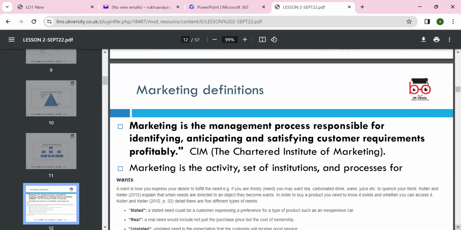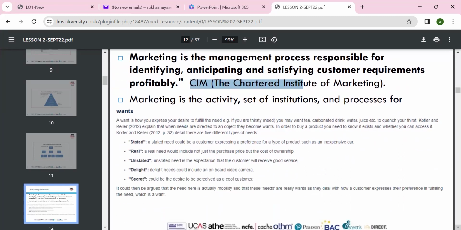Marketing definition: marketing is a management process responsible for identifying, anticipating, and satisfying customer requirements profitably, according to CIM, which we mentioned. Wants are more than needs. Needs are a basic necessity, without which we can't really survive, like tea, coffee, drink. Wants are more than the needs. Yes, that's the key which we need to look at.